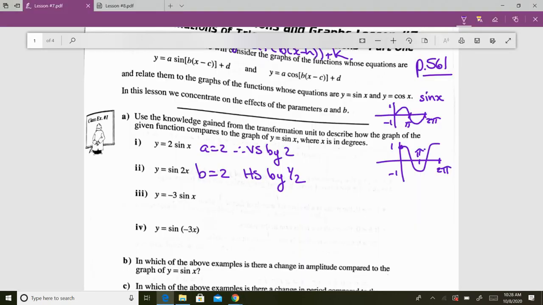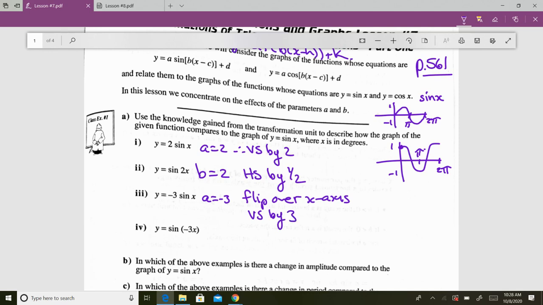What about this one? -3. What does that do? Vertical stretch by 3. And what's the negative do? Flip over the x-axis. There you go. So a is -3, so we get a flip over the x-axis and a vertical stretch by 3.